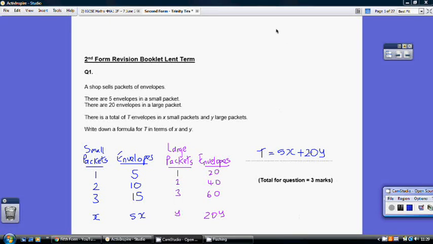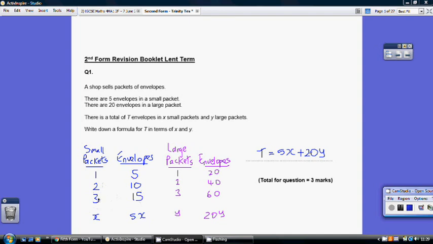Question number 1. So let's concentrate on the small packets first, which have 5 envelopes in each of them. So if we had one small packet, given there's 5 envelopes in each, that'd be 5 envelopes. If we had 2 small packets, we would have 10 envelopes. 2 times 5 is 10, and so on. If we had 3 small packets, given there are 5 envelopes in each, we would have 15 envelopes.